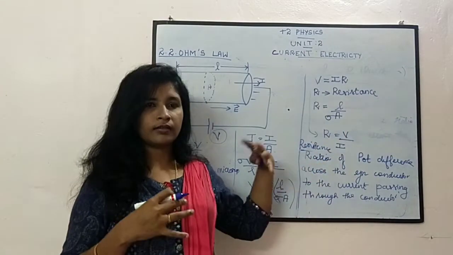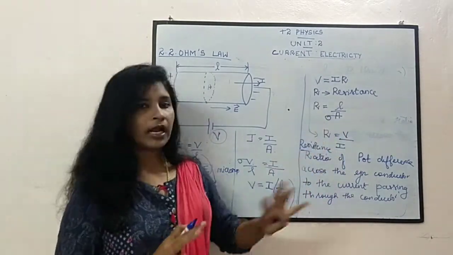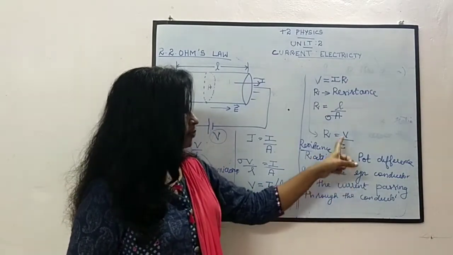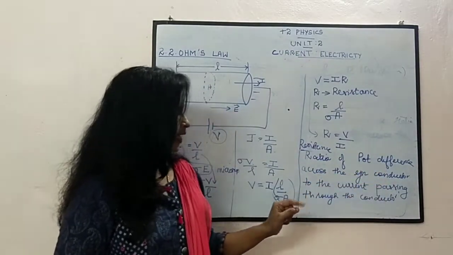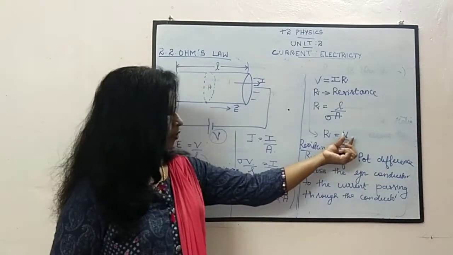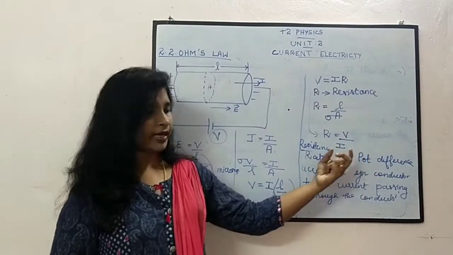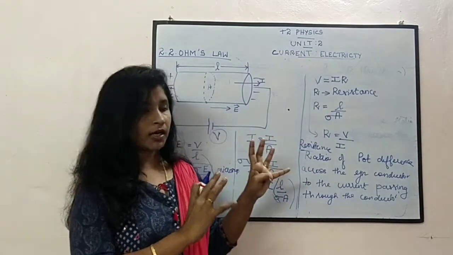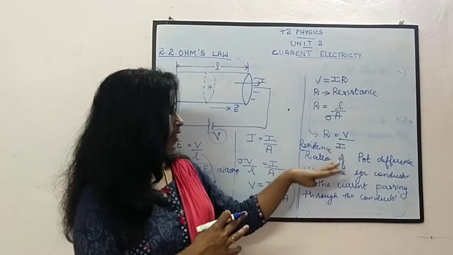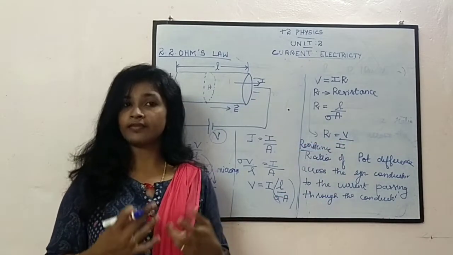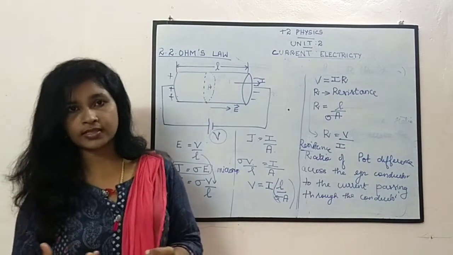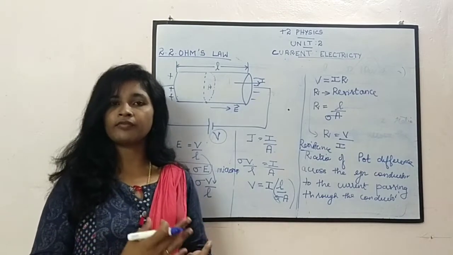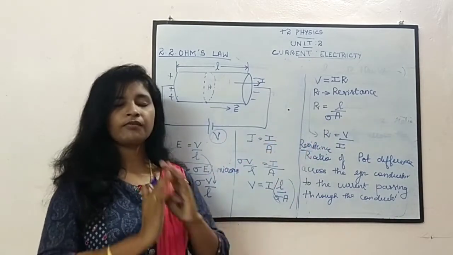Theoretically, how do we define it? It is the ratio of potential difference across the given conductor to the current passing through the conductor. V means potential difference, I means current passing through the conductor. So the ratio between these two gives the resistance. Mathematically, we write it as R is equal to V by I. If you know the voltage and current, we can find out the resistance. If you know the resistance and current, we can find out the voltage. So using this formula we can do wonders.